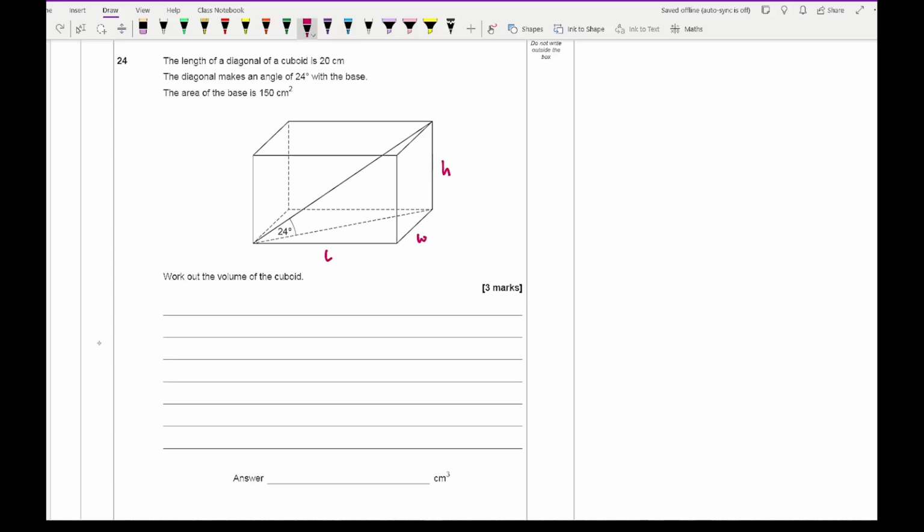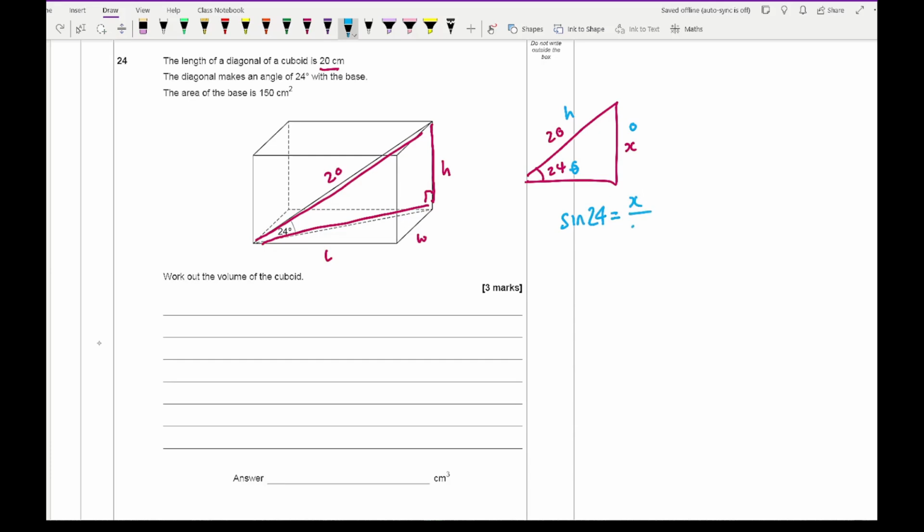Now, looking at this, I can see straight away that I've got a right angle triangle. The information, although it's not marked on the diagram, tells me that the diagonal is 20. If I was to take that triangle out, this is what I want to find, which I'm going to call h, and I've got 20, and this angle here is 24. So what I need to do is use trig. Here's the hypotenuse, this is the opposite, this is theta, so I've got sine 24 equals x over 20.